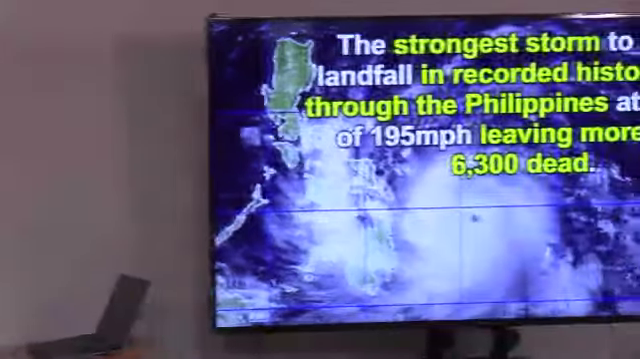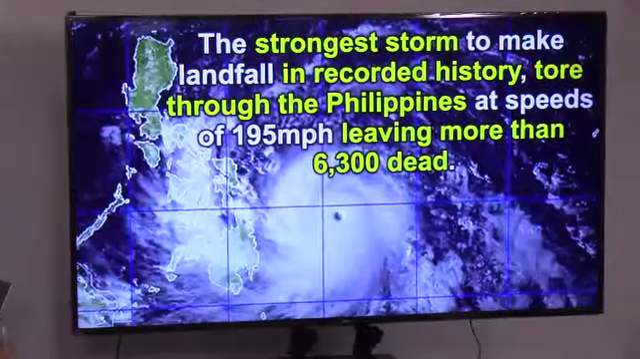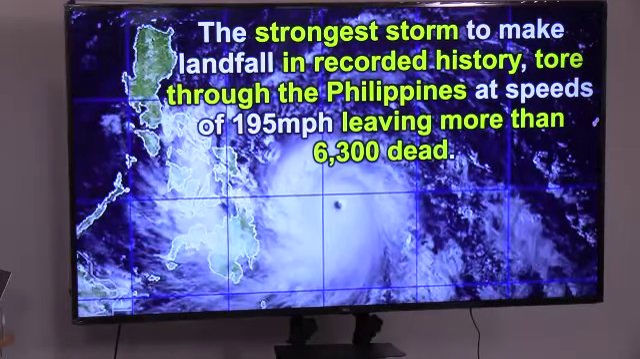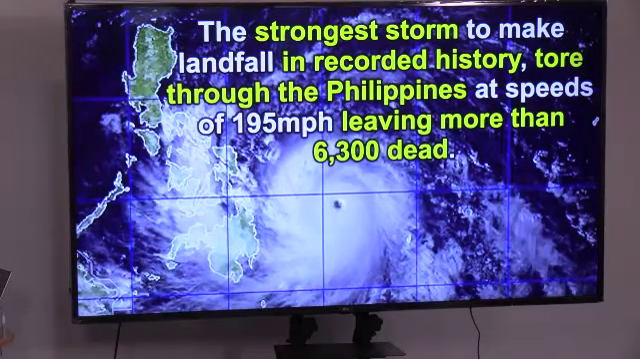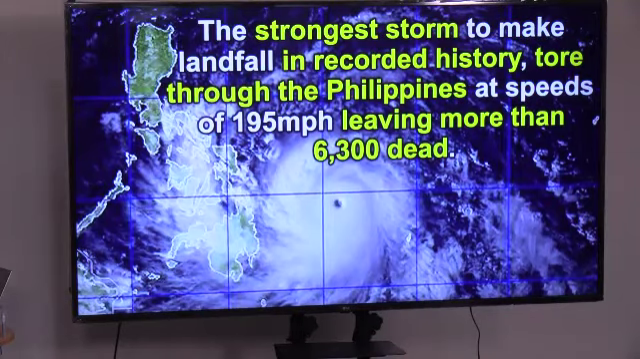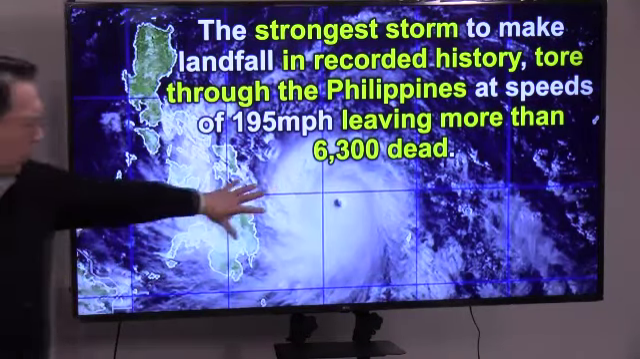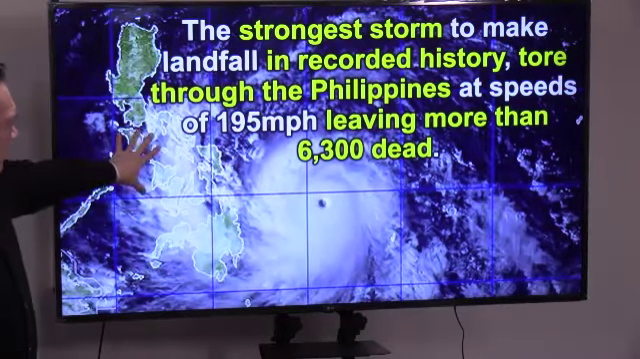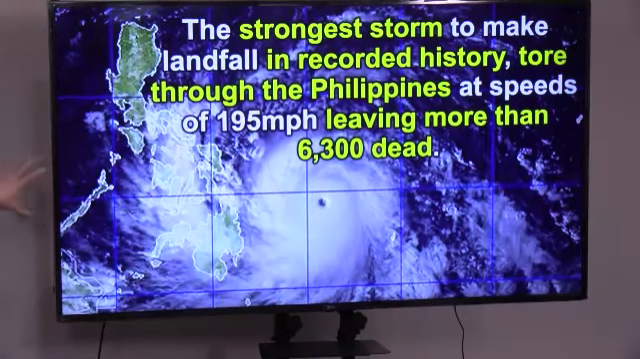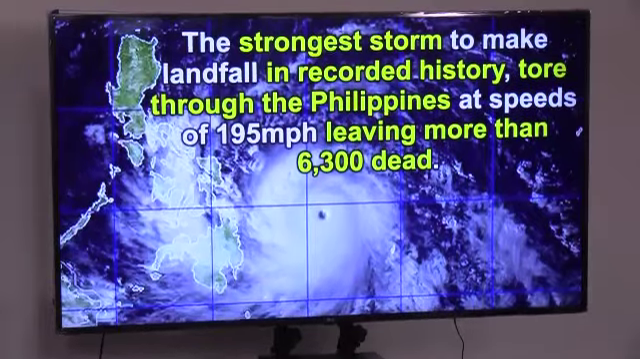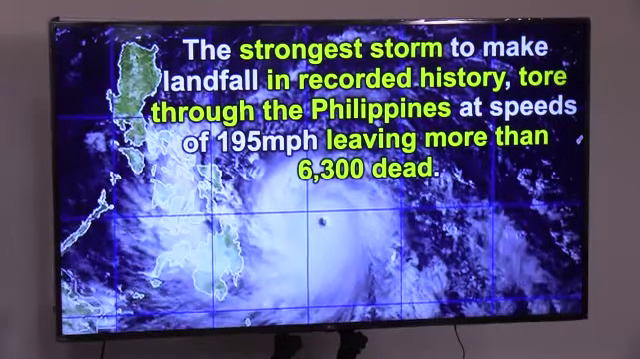I was in the Philippines when the strongest storm to make landfall in recorded history tore through the country at speeds of 195 miles per hour, leaving more than 6,300 dead. This is Typhoon Haiyan, the international name. The code name in the Philippines was Typhoon Yolanda. You look at how big this typhoon is. It ran through the Visayas in the central Philippines, particularly Iloilo, and tore through the Philippines. And the governor was saying it was one of the most terrifying things that ever happened to us.